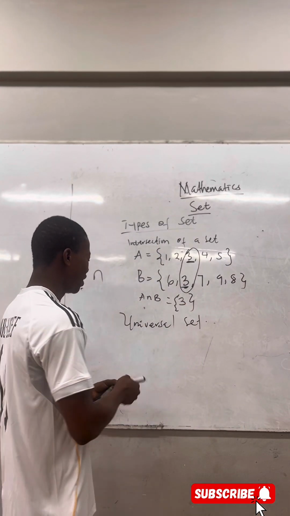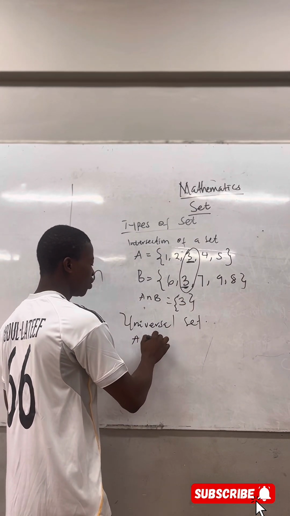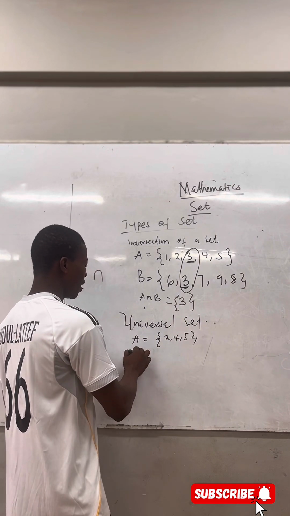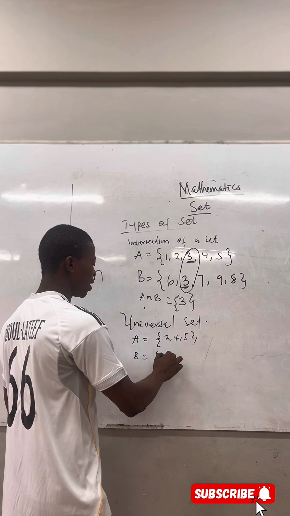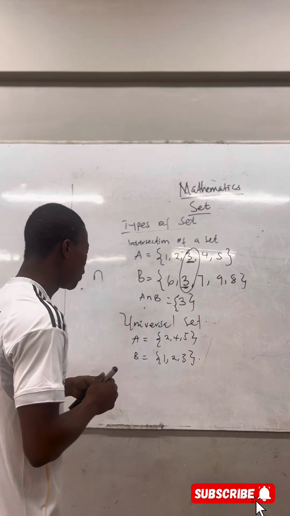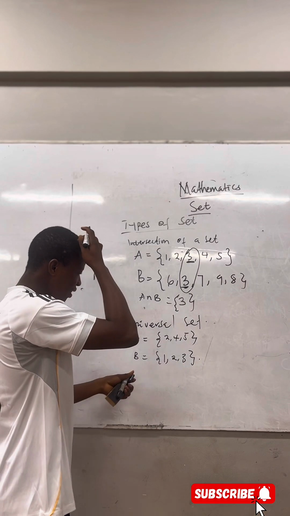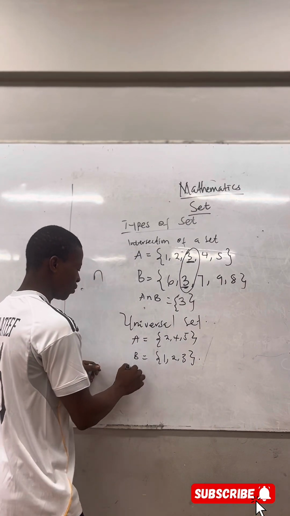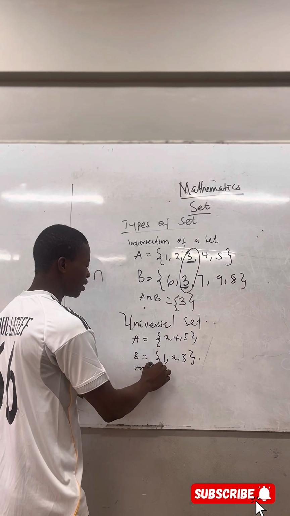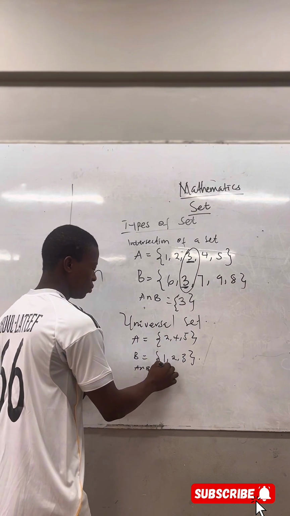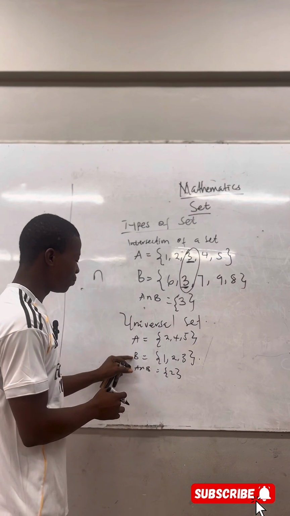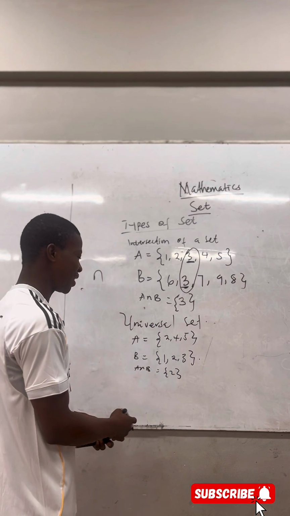So if we have our set A to be equal to 2, 4, 5, then we have our set B to be equal to 1, 2, 3. So our universal of these, so we have our intersection. The intersection, A intersection B, is what? 2.